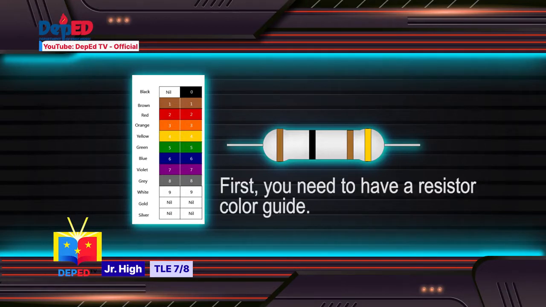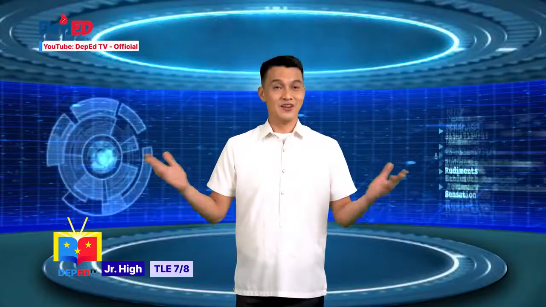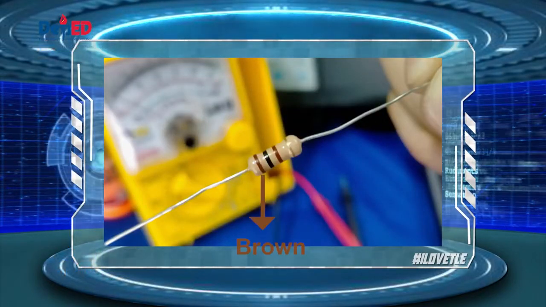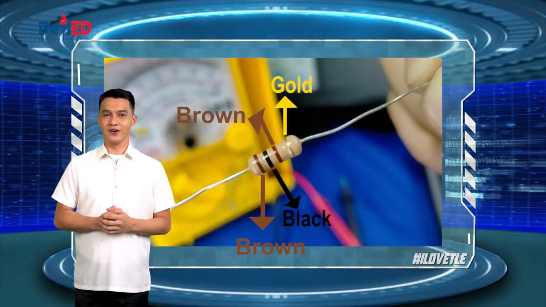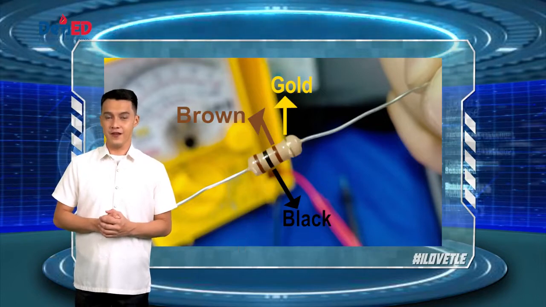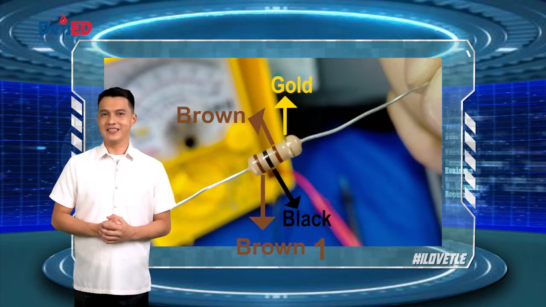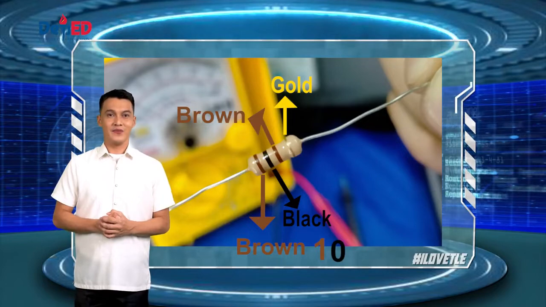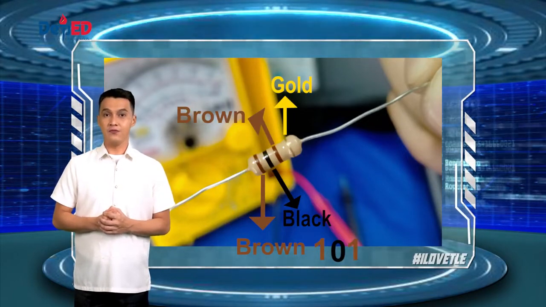First, you need to have a resistor color guide. Second, determine the colors of the resistor. In my example, my resistor's colors are brown, black, brown, and gold. Following the color codes, the first significant figure is brown and has a value of 1. The second significant figure is black and has a value of 0. And the third color is brown, which is the multiplier and has a value of 1.